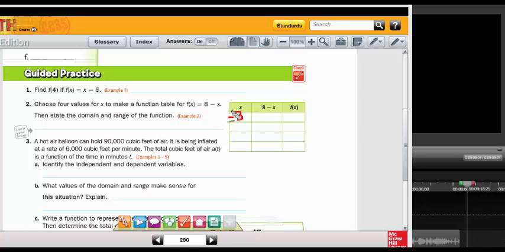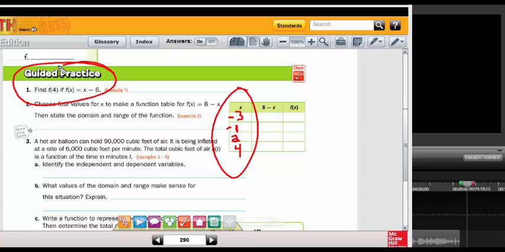When you do guided practice, please use these values for your inputs for problem number 2. Use -3, -1, +2, and +4. That way you can check these answers versus my answers when you view the guided practice video. Thank you.